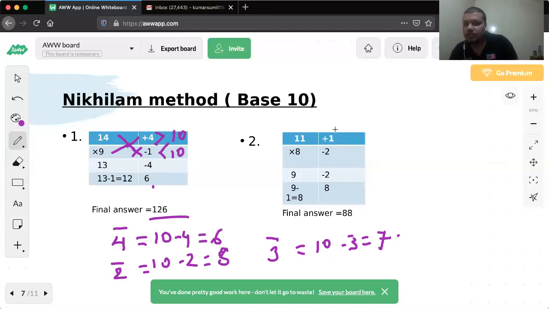Again, let's see two numbers again. 11 into 8. 11 is plus 1 greater than 10. 8 is minus 2 less than 10. Plus 1 into minus 2 is what, guys? Minus 2. 11 minus 2 is what, guys? 9. 8 plus 1 is what, guys? 9. Now, minus 2 is what? 2 complement in base of 10. 2 complement is 10 minus 2 is equal to 8. We got 8 here. But since we are taking complement, we have to do minus 1 on the LHS. 9 minus 1, 8. Final answer is 88.